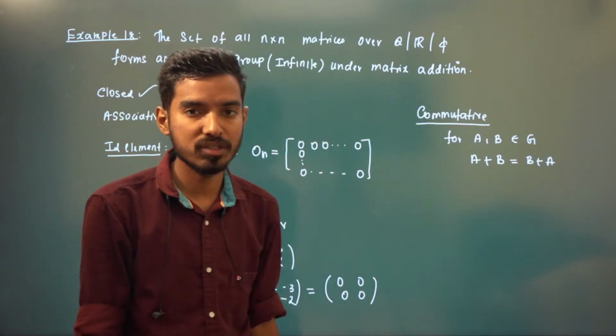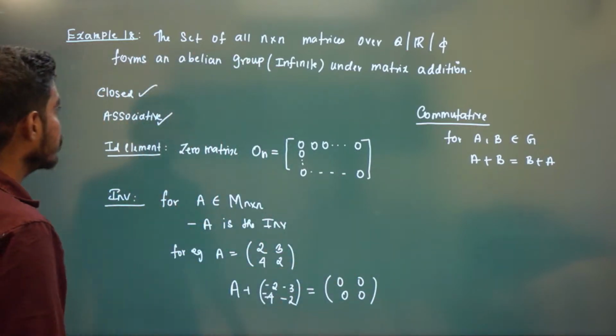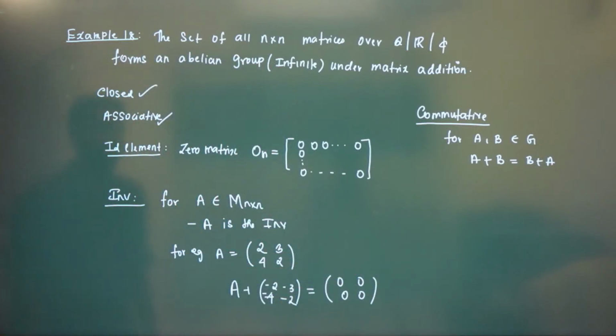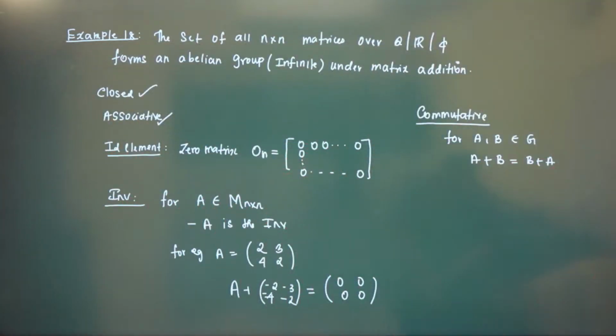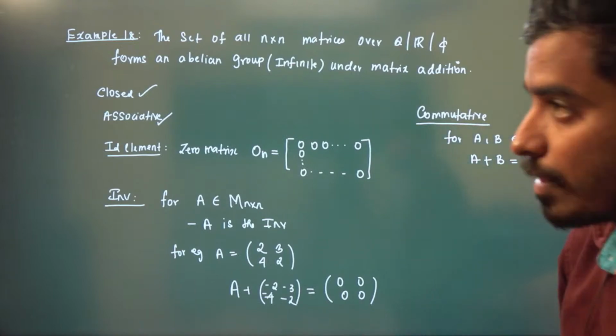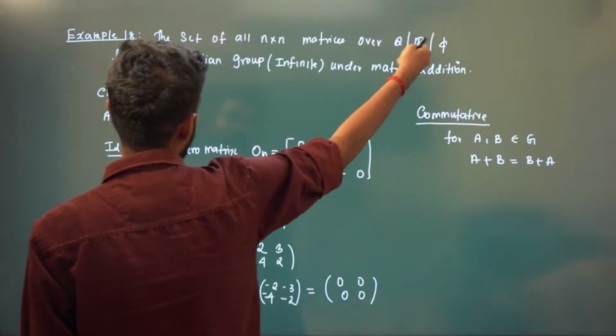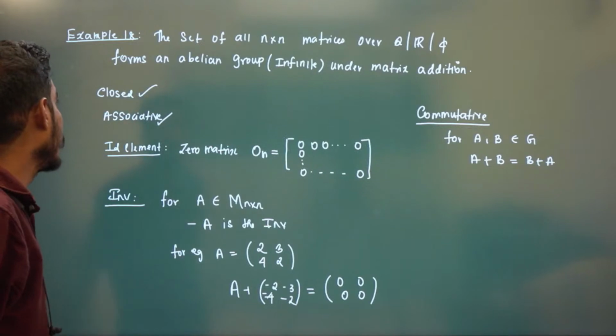So that means it is true for this also. So therefore, it forms an infinite abelian group under addition. Is it clear? The set of all n cross n matrices forms an infinite abelian group under matrix addition. The entries can be Q or R or it can be C also.